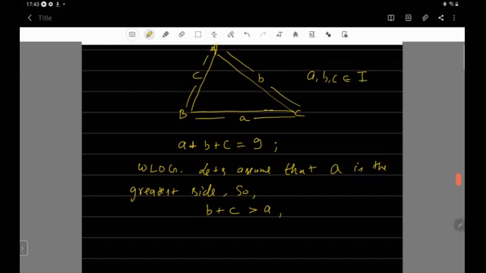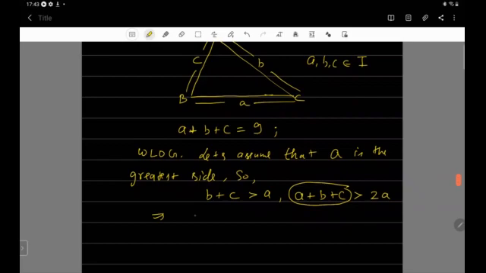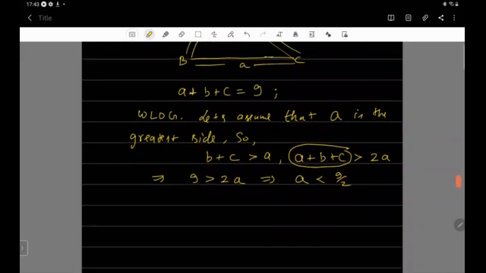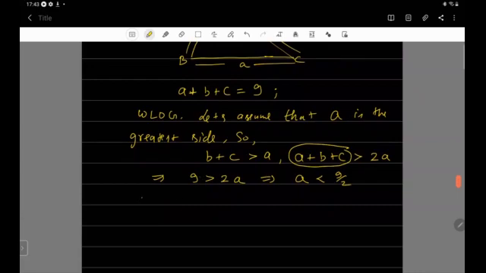Now since B plus C is greater than A, let's add A to both sides. A plus B plus C is greater than 2A. Why I added A to both sides, I think you can guess now, because A plus B plus C is known. What is the value of A plus B plus C? It is 9. So 9 should be greater than 2A, which gives the condition that if A is the largest side, then A should be less than 9 by 2, which is 4.5, right? But at the same time, A should be an integer. So we have very limited choices for A.